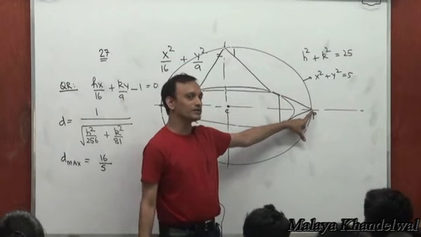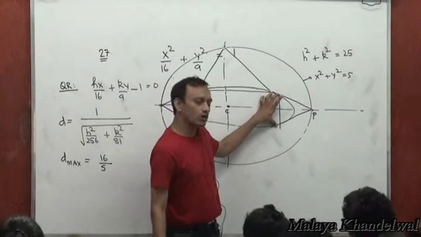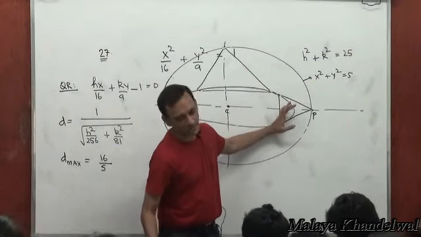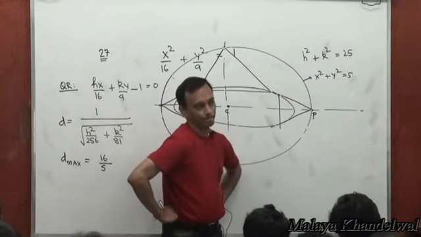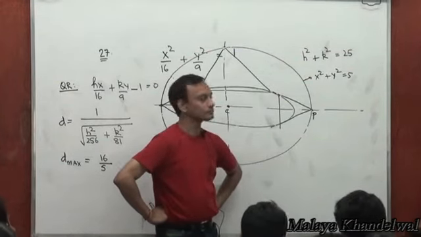The point P should have been here, which we worked out by calculations, so that the chord of contact is farthest from the center. Clear?